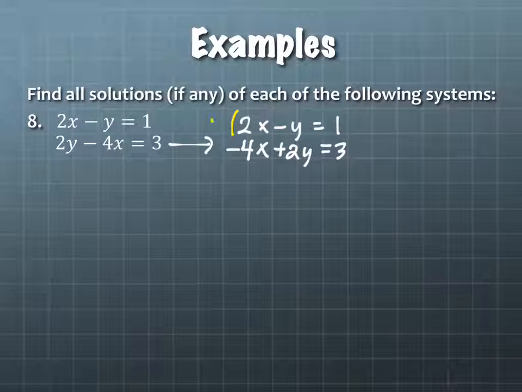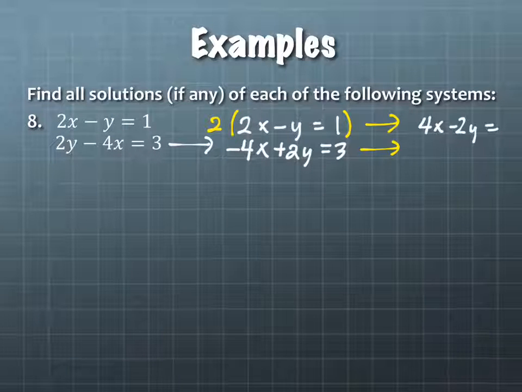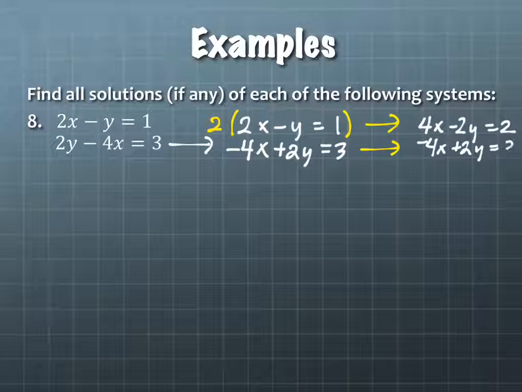Okay, so if I take the first equation and multiply by 2, see, here's just some arrows going on, Hannah. They're just for you. You like my arrows? You're welcome. And then I've got 4x minus 2y equals 2. And the second equation is negative 4x plus 2y equals 3.